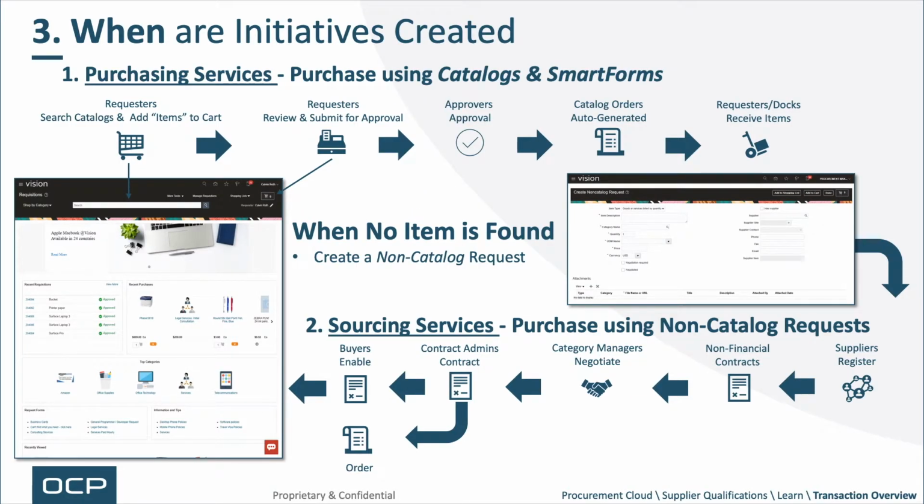So then, when are initiatives created? This is a little bit different than every other application, maybe except supplier registration, because it's not really initiated as part of any of these transactions. So within procurement, this is the FPC single slide flow. You see purchasing services on the top, sourcing services on the bottom. You have requesters who request, order, and receive, but if they don't find an item, now they're going to create a non-catalog request.